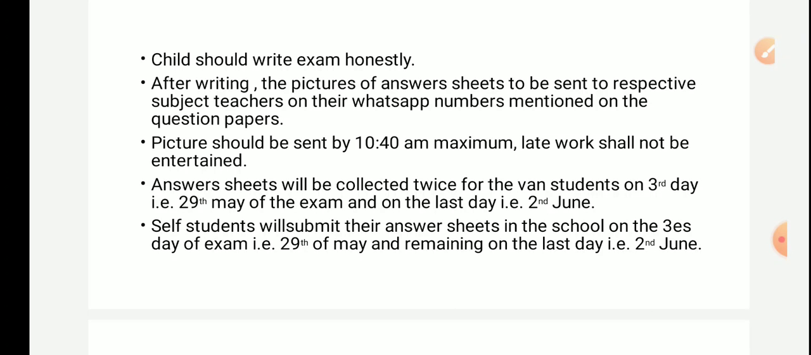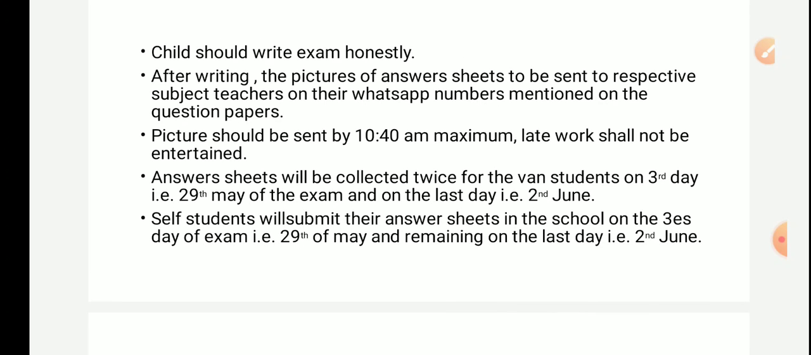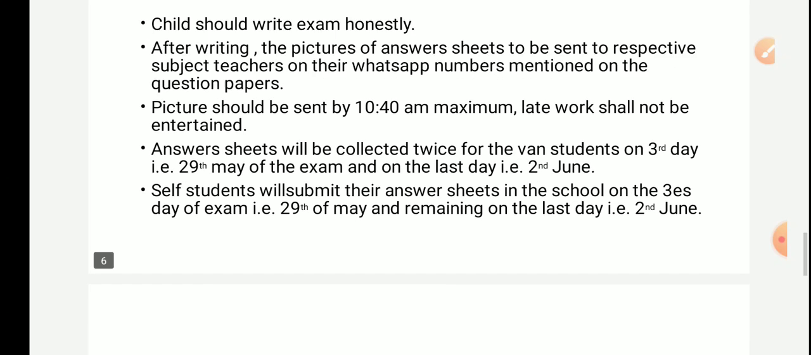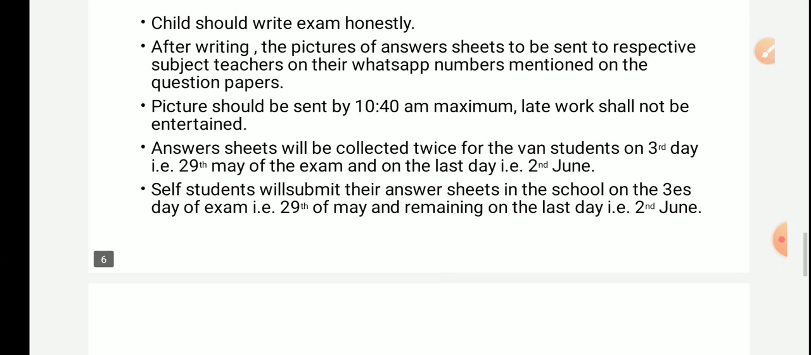And the answer sheets will be collected twice for the van students, on the 3rd day and on the last day, as it is already informed to you. 2 times van will come and collect your answer sheet. Same is with the case of self students, but here no van will come. Here you have to submit it on your own in the school. Okay, on the 3rd day and on the last day.